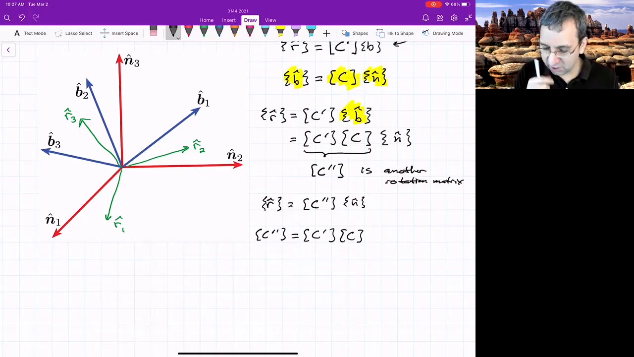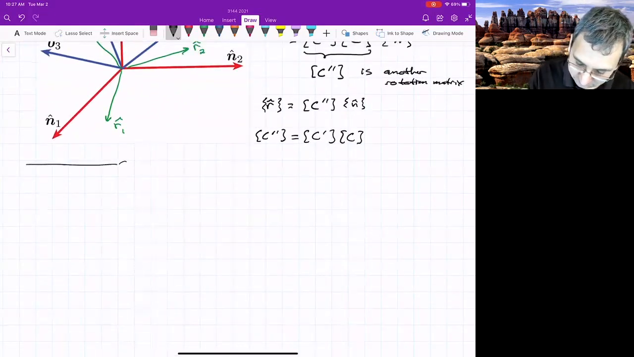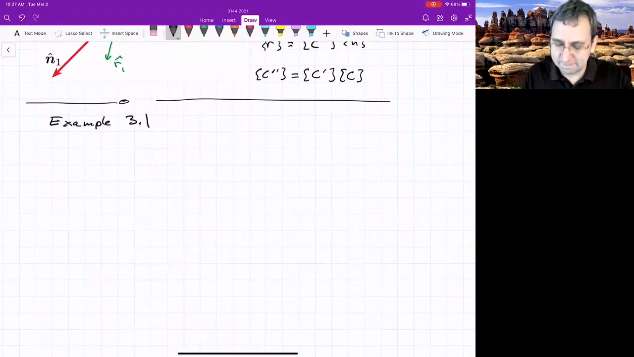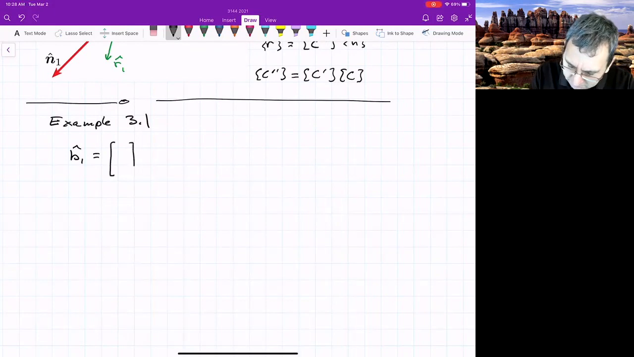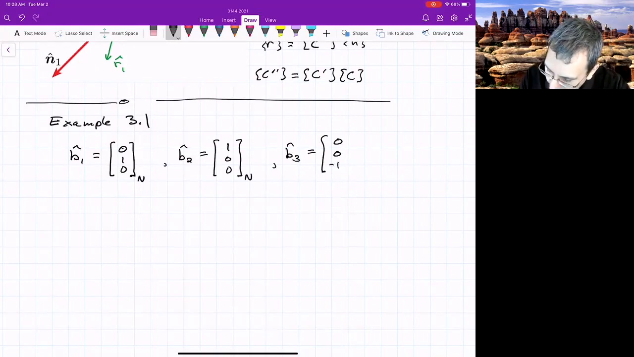Maybe it's worth, before going on, to look at an example to try to get one of these matrices. This is an example from the book, I think example 3.1. You should look at it. It starts out writing what a B frame is in terms of N. So it says that B1 equals, written in terms of the N frame, 0, 1, 0. B2 equals 1, 0, 0. And B3 equals 0, 0, negative 1.